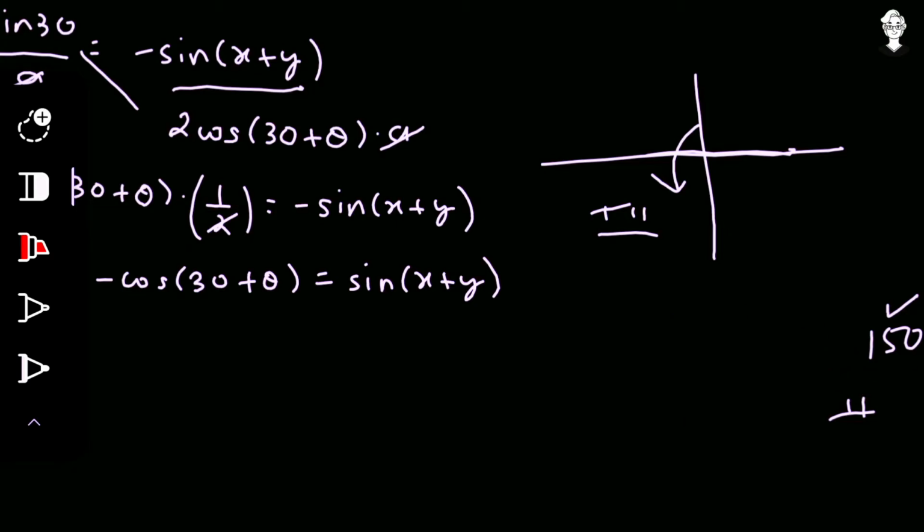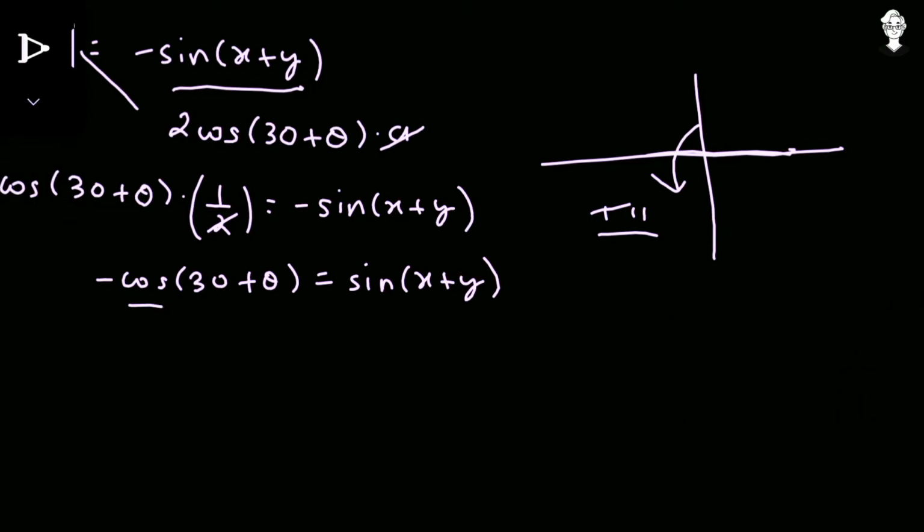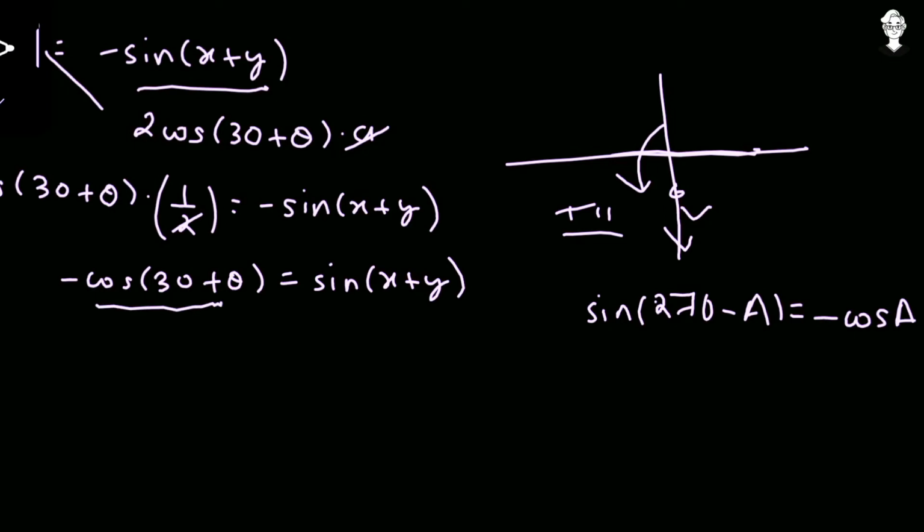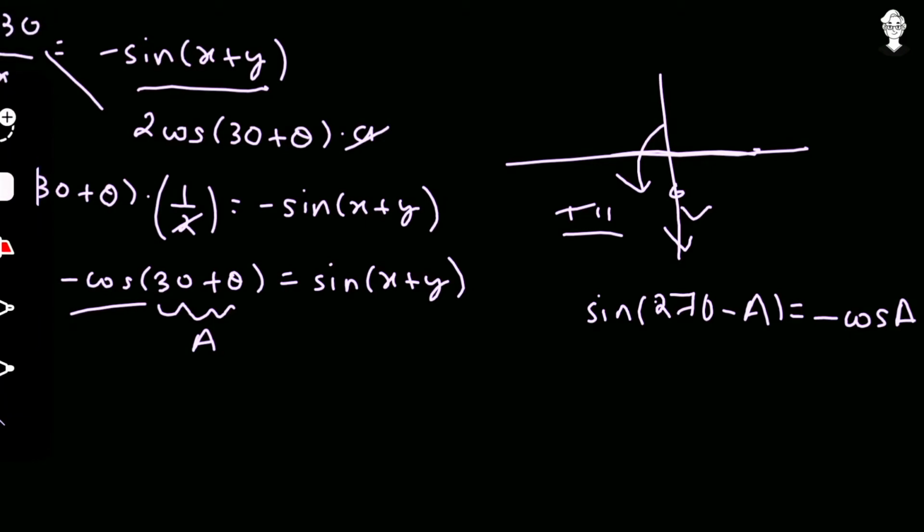So first of all, we can see that one side is in sine, the other side is in cos. So we have to convert them into sine. And also we have to bring this angle into the third quadrant. That's very simple, because we know that the angle over here is 270 degree on this side. So sine of 270 minus a is equal to negative cos of a. So negative cos of 30 plus theta, if you consider 30 plus theta as a, that's exactly matching with this, is equal to sine of 270 minus 30 plus theta.